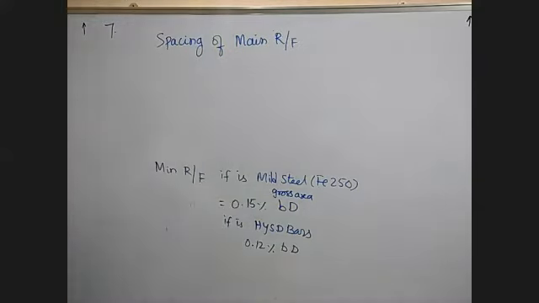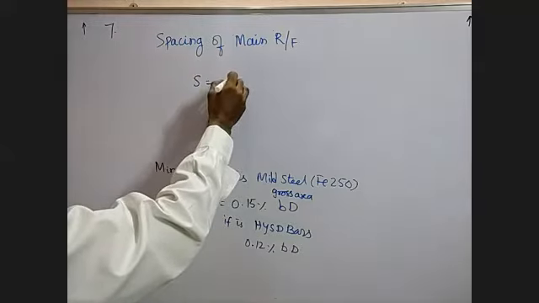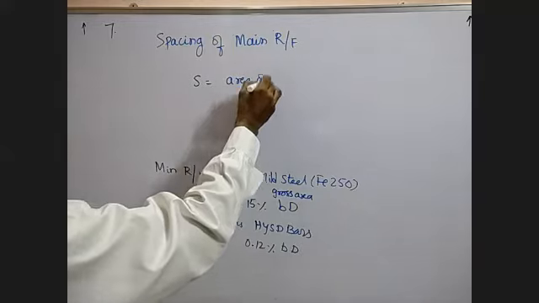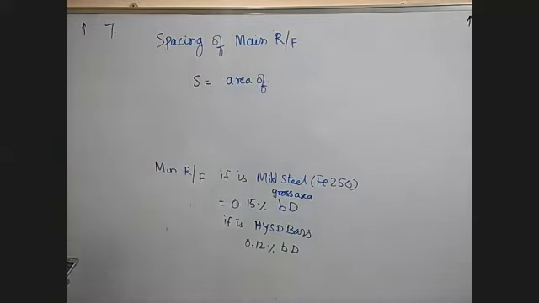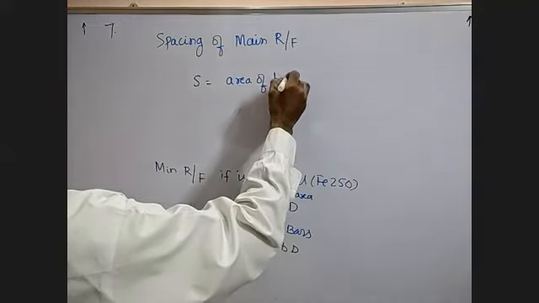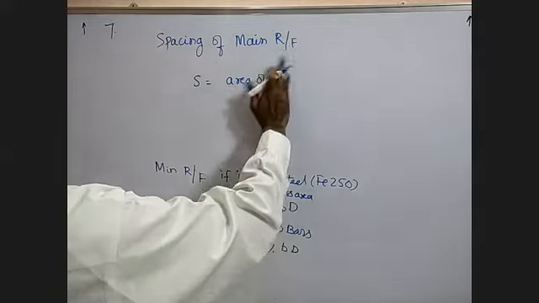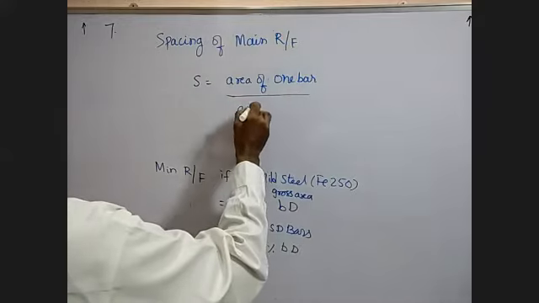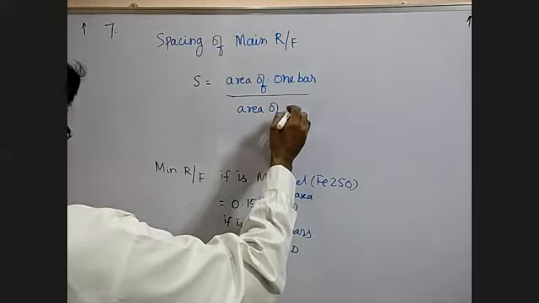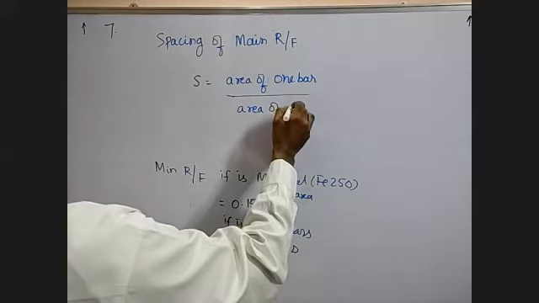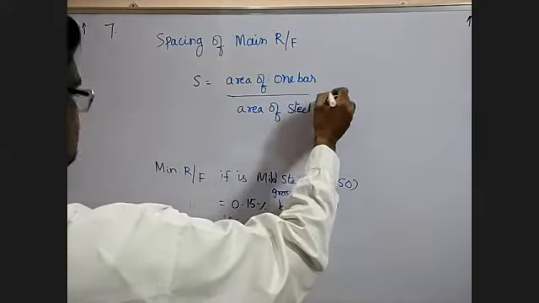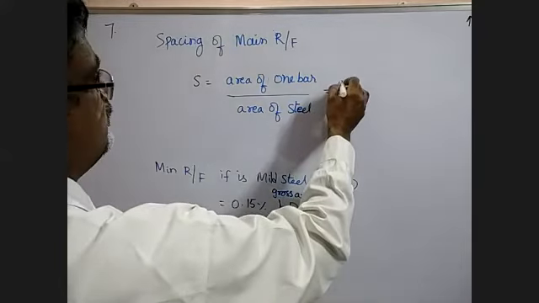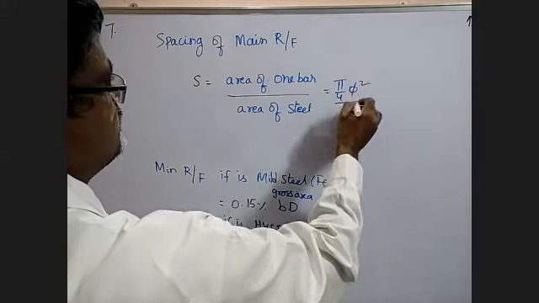So here the spacing S is equal to the area of one bar by the area of total steel, area of steel, into pi by 4 into phi square by AST.